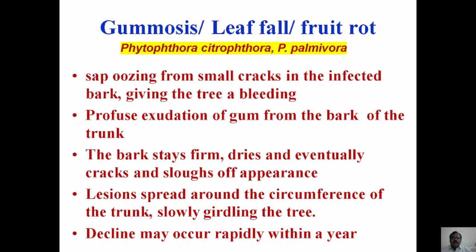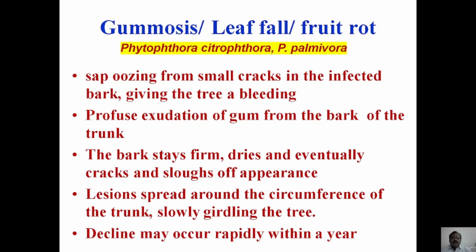In the disease affected plants, a sap oozes out from the small cracks in the infected bark, which gives the tree a bleeding-like appearance. There is profuse accumulation of gum on the bark of the trunk in the affected trees. The bark stays firm but dries and eventually cracks and sloughs off, that is, a cut-off like appearance.